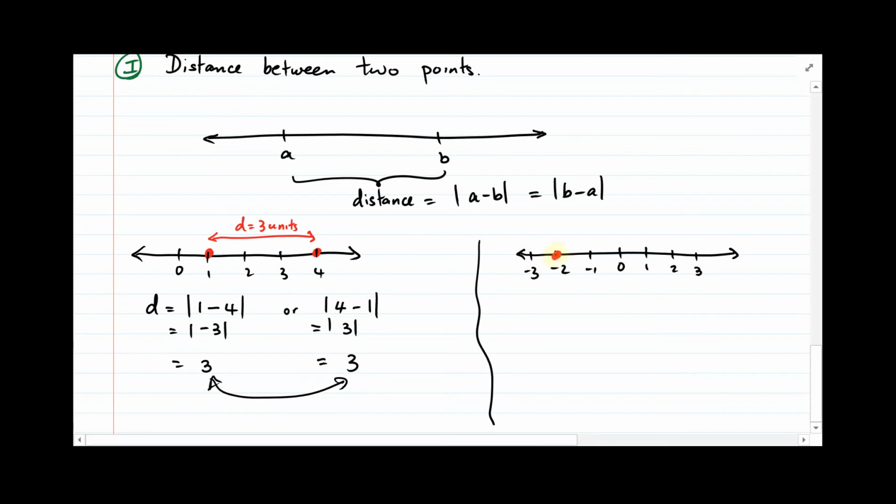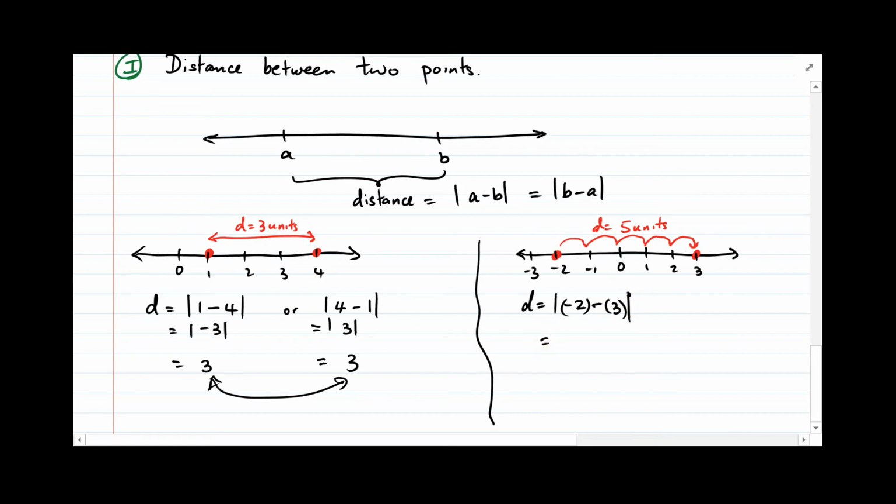Suppose we took -2 and 3. If I'm on the number line, I can count 1 step, 2, 3, 4, 5. So my distance is 5 units. Let's look at it from the algebra point of view, pretending that I couldn't see the number line. It's just a difference between the endpoints. Endpoints are -2 and 3.